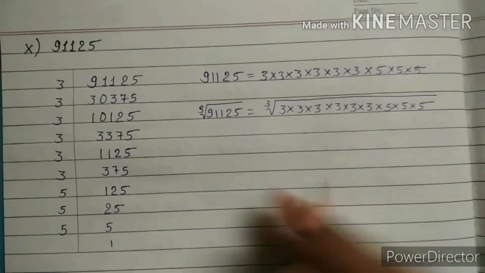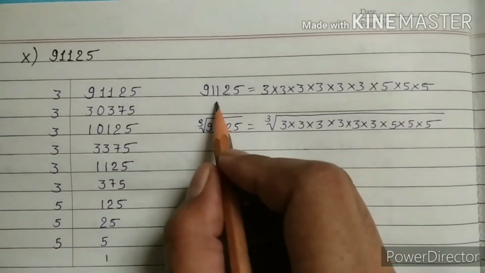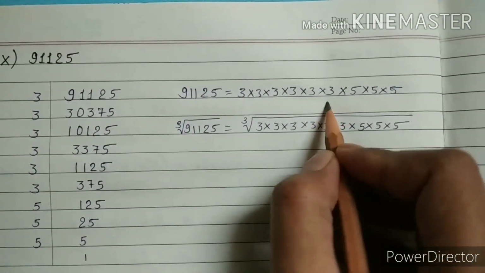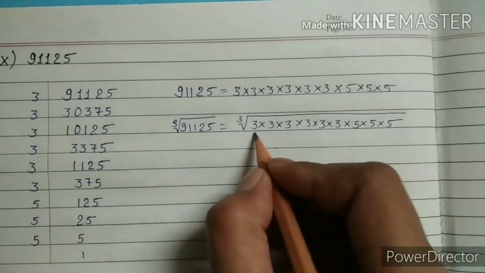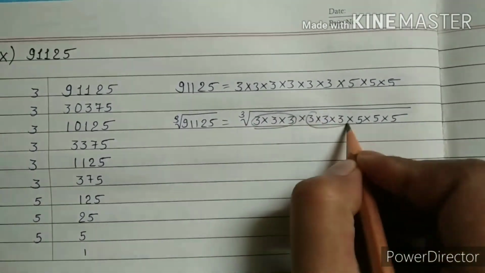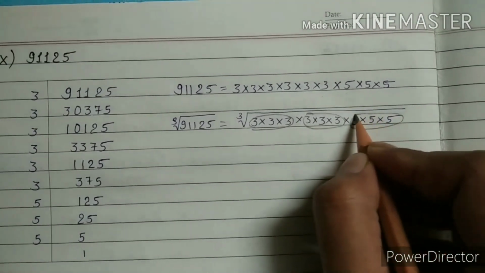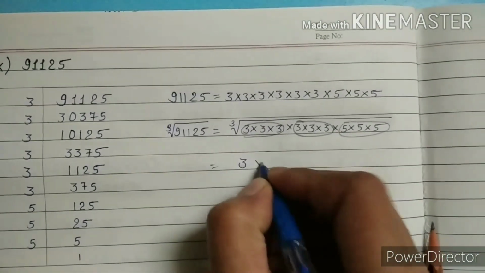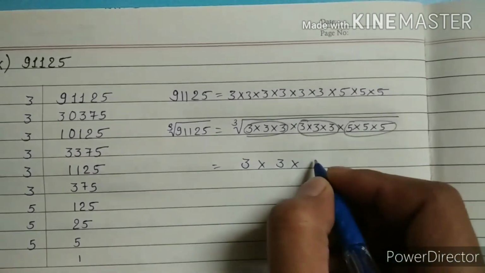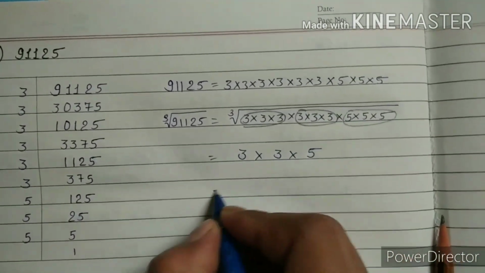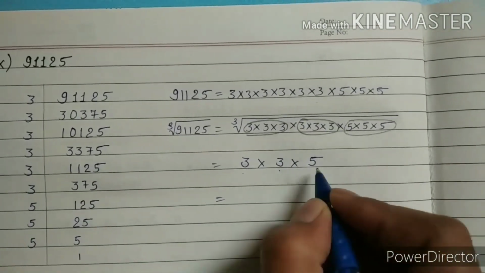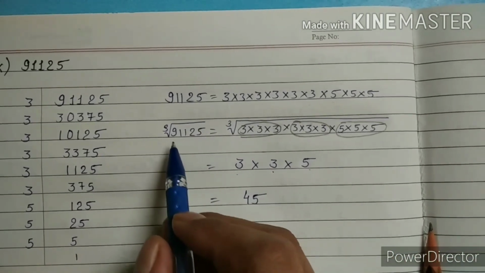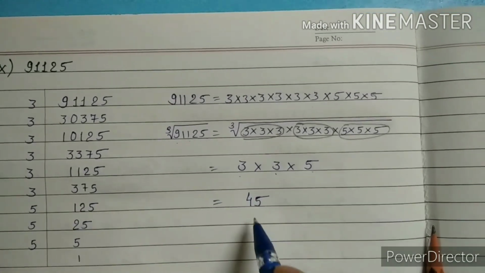Last question, 10th number, 91,125. So it has 3 six times and 5 three times. So first group, second group, and this is the last group. The first group will give 1 time 3, the second is 3, and lastly it will give 1 time 5. So 3 3s are 9 and 9 5s are 45. So the cube root of 91,125 is 45.